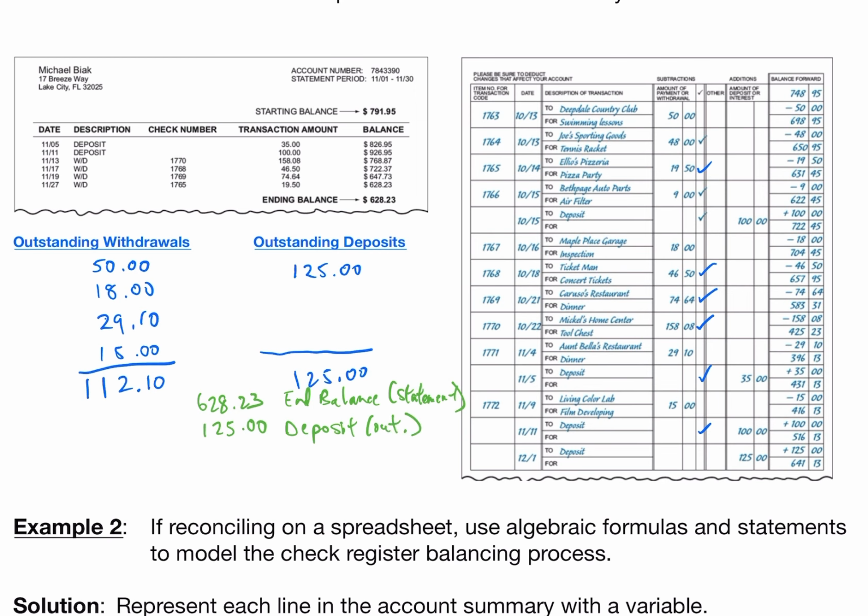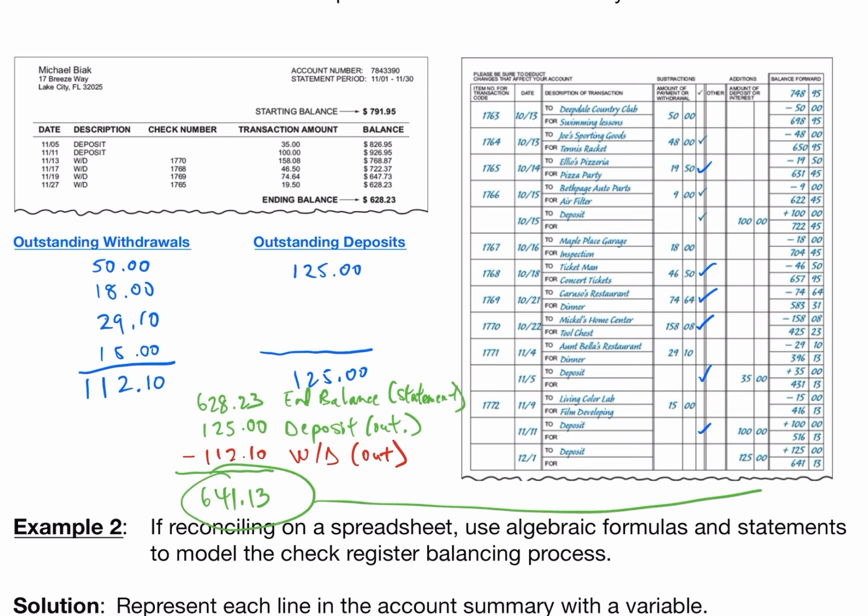Outstanding. And we're going to subtract this, our withdrawals, outstanding, and our net should equal the balance in our register. Okay, so if we go ahead and enter those in the calculator, we find that the ending balance is $641.13.